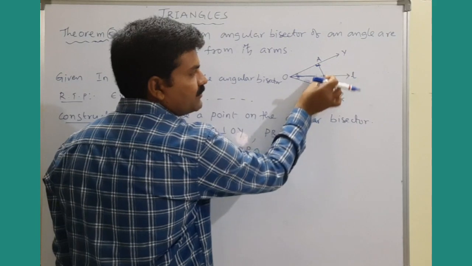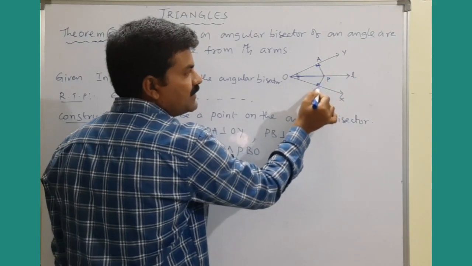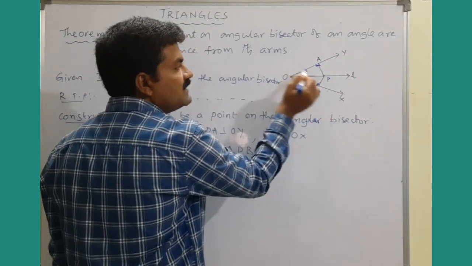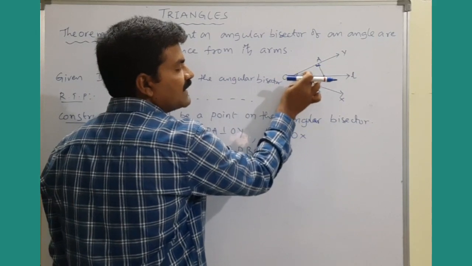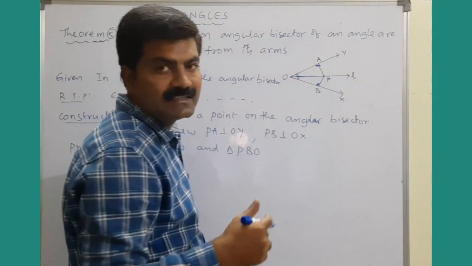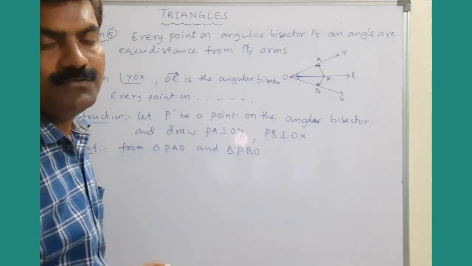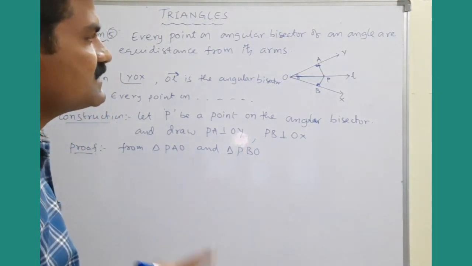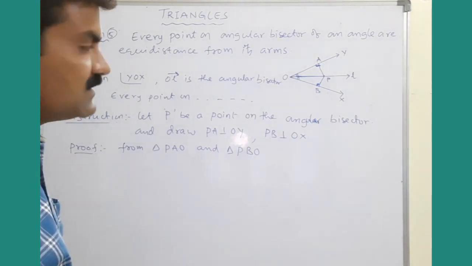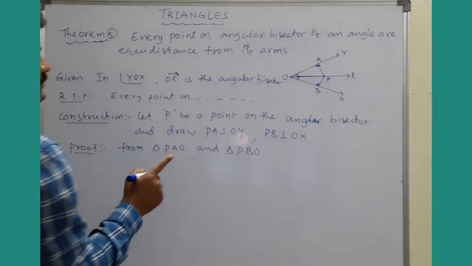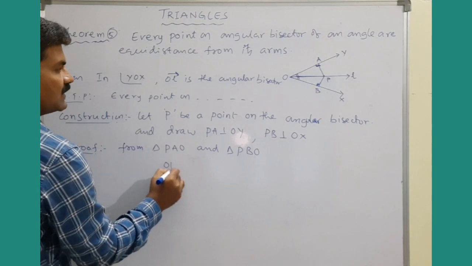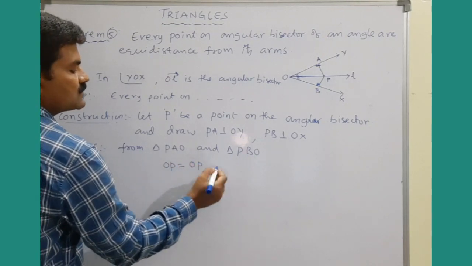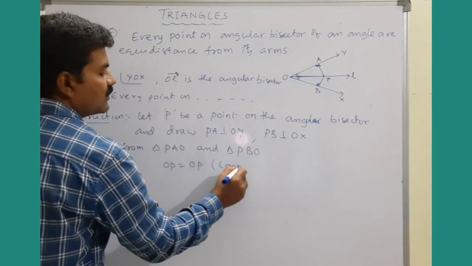Actually, we have to prove that PA is equals to PB. Is it not equidistance? And PA and PB are the corresponding sides of these two triangles. But we don't know whether they are congruent or not. If you can prove that those two triangles are congruent, hence we can say that their corresponding parts are equal. So that's why, see here my dear, first of all I can mention that OP is equals to OP, which is a common side.